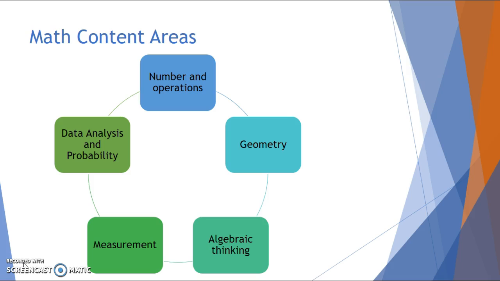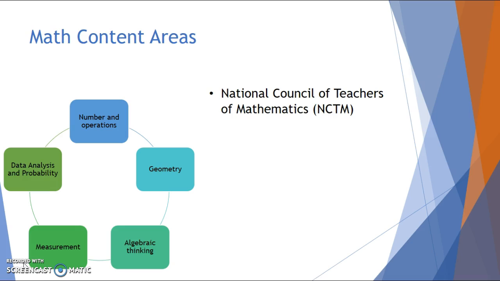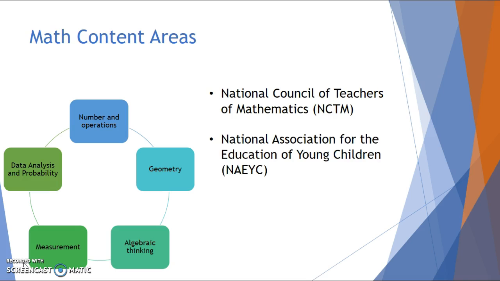And these content areas weren't just made up off the top of my head or off the top of somebody else's head. There are a lot of entities that have got together and agreed that these are the content areas we should focus on in early childhood. One is the National Council of Teachers of Mathematics. We're going to hear a lot about these guys in this class. In fact, one of your first readings is a joint statement between them and NAEYC. The National Council of Teachers of Mathematics develops and promotes these 5 math content areas, as does NAEYC, the National Association for the Education of Young Children. One of your first readings for this week is in fact a joint statement between these two about these 5 math content areas, among other things.